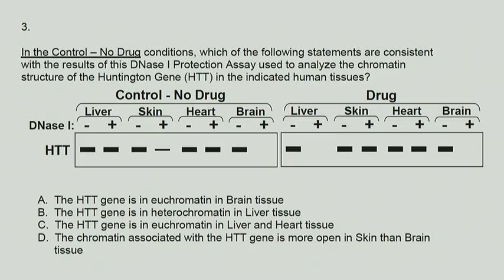Okay, so the chromatin associated with the Harringtonian gene is more open in skin than in brain tissue. Is that true? What would more open mean? No band, right? If it's more susceptible to DNase, you get less of a signal on this northern blot. So it has a minor signal in skin and no signal in brain. So that one is also false. So the final answer for this one is just A and B. Any questions on that one?